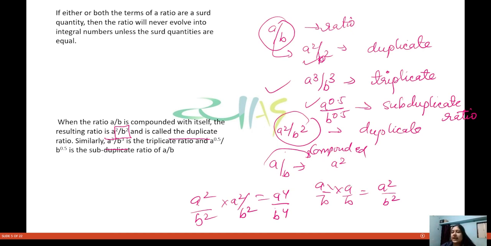And if at any time the question gives you terms like duplicate ratio or triplicate ratio, that means a square by b square or a cube by b cube, and if it gives you subduplicate ratio, then you can write a to the power 0.5 and b to the power 0.5. So this is what I mean.